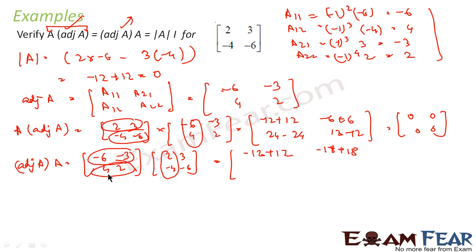Similarly, we will take this row now. 4 into 2 is 8, minus 8, 2 into minus 4. 4 into 3 is 12, and 2 into minus 6 is 12. This is also 0, 0, 0, 0.